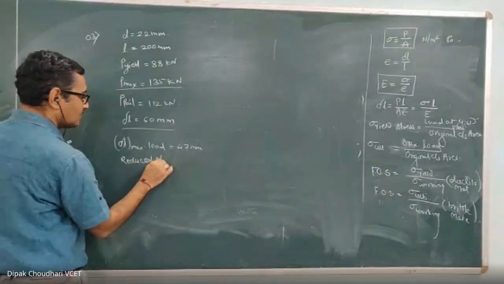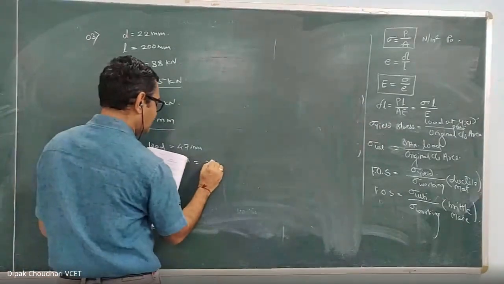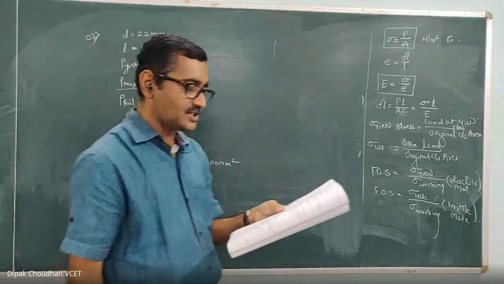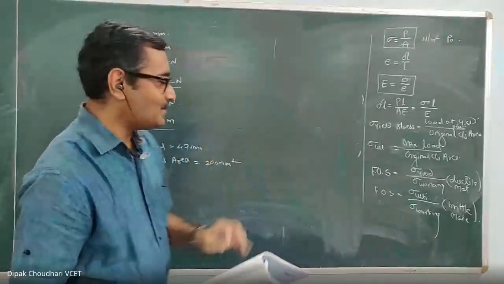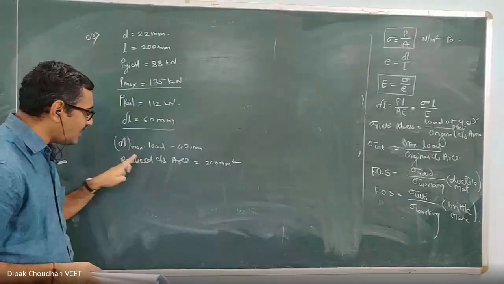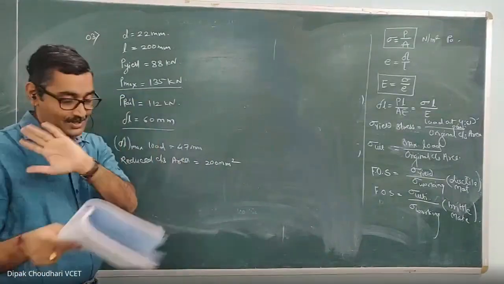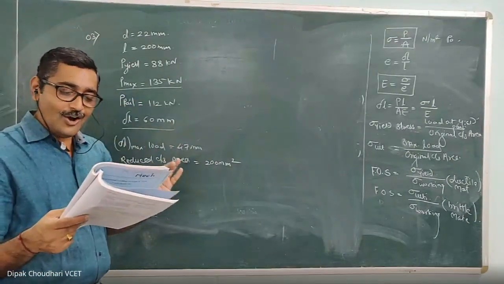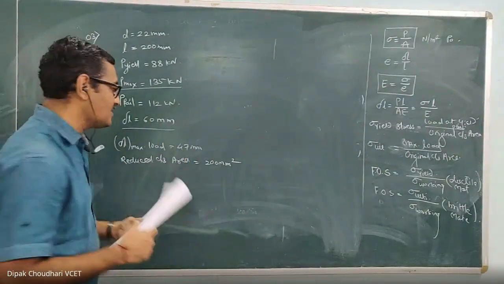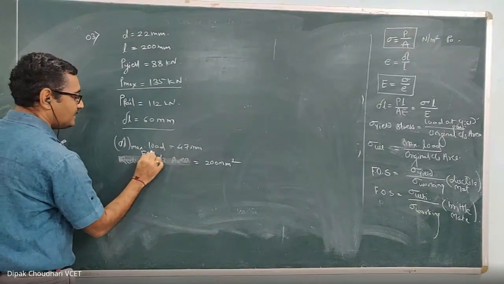Reduced cross sectional area, which is equal to 200 millimeter square. Area of reduced section at fracture. Okay, listen, there is a small wording difference. I have written here reduced cross sectional area, which means this much cross sectional area is reduced, but it is not like that. It is the area of reduced cross section. Area of reduced cross section at fracture means we can say that this is the final cross sectional area. It is the final cross sectional area.